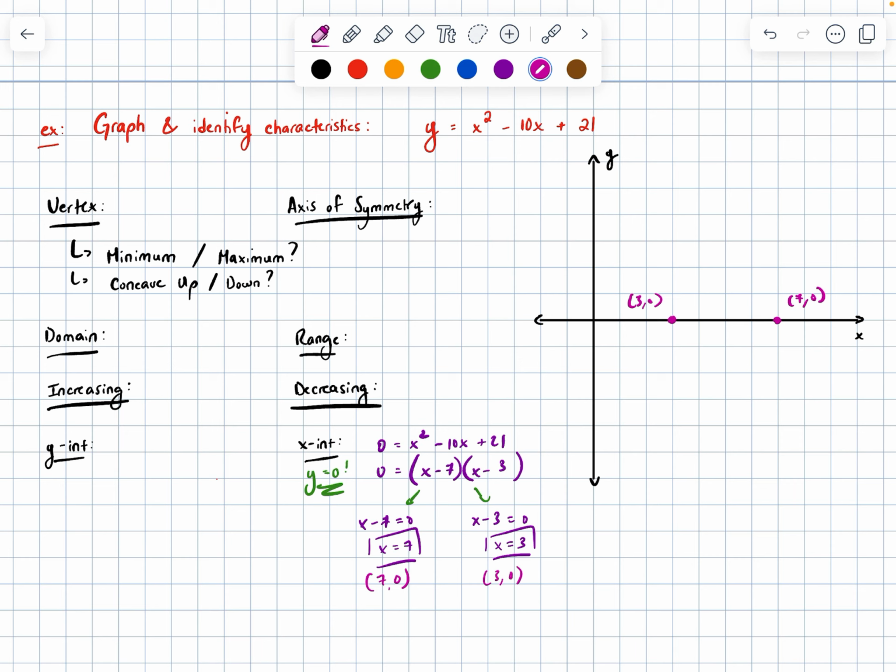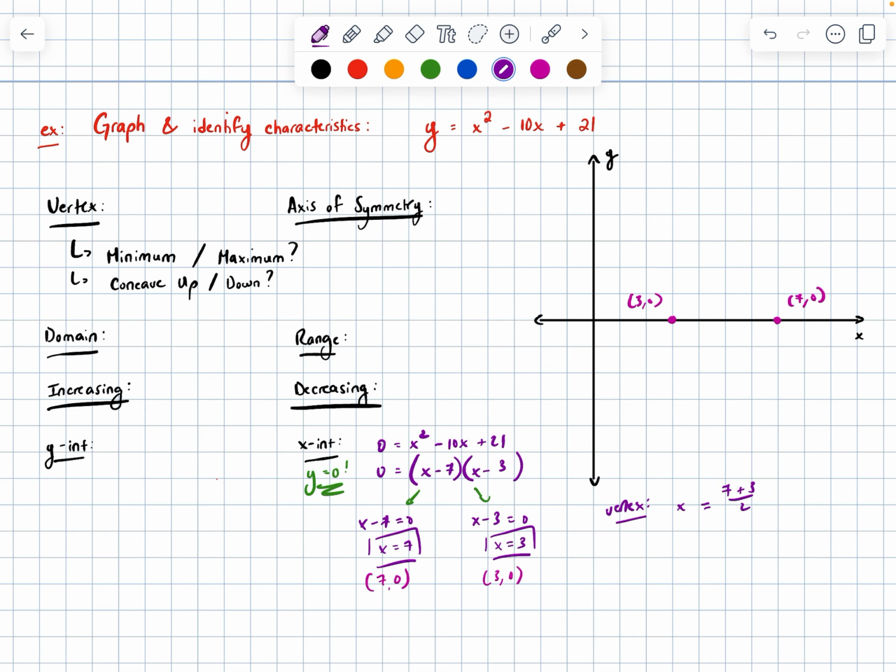0. Now, I know that my vertex, by symmetry, lives halfway in between my intercepts. Let me use those values to find it. So its x value is going to need to be right between 3 and 7. The number smack in the middle of those is 5.